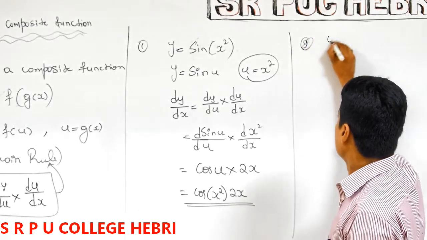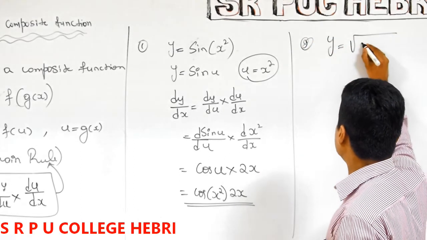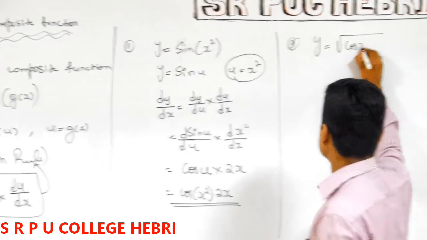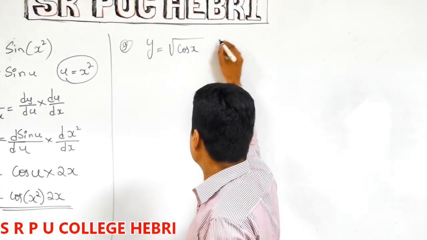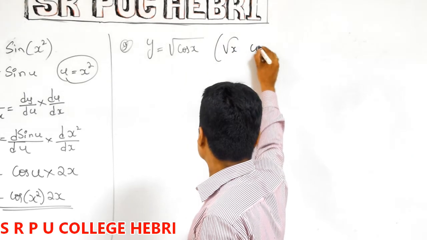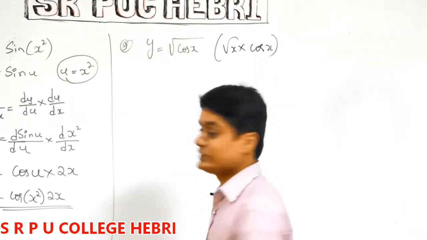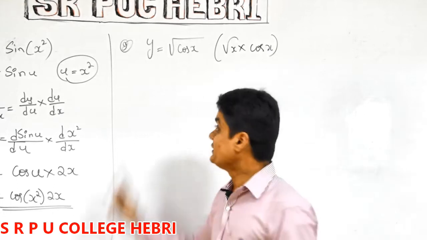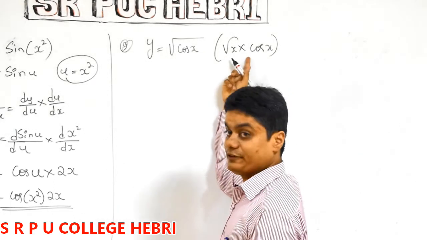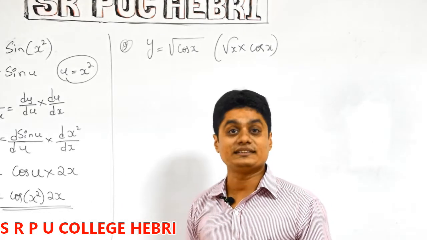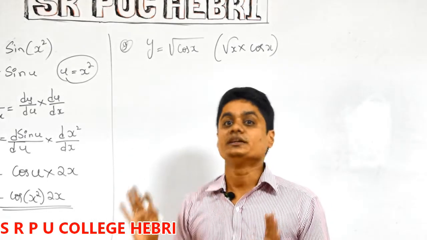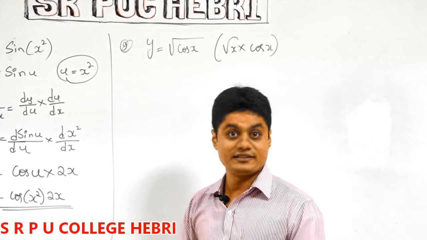Next one, y is equal to root of cos x. See, if it were a product, it would definitely look like root x into cos x. Is it like this? Definitely no. Here, cos x is inside root x, cos x is inside root x. So it is a composite function. Remember that, it's not a product.